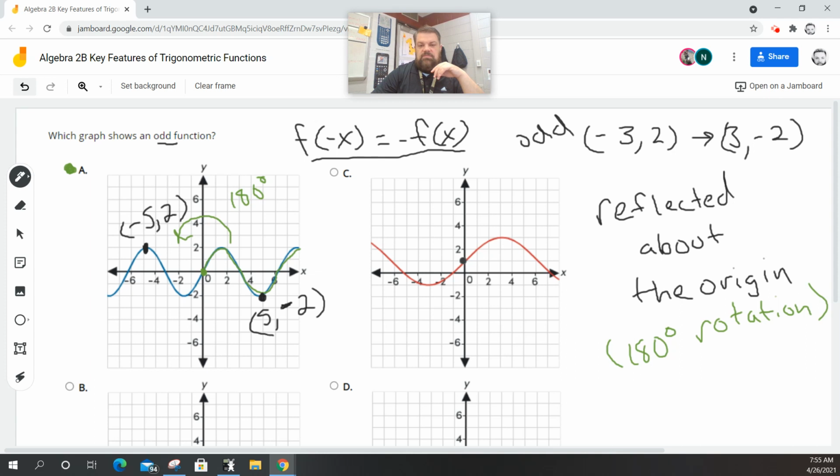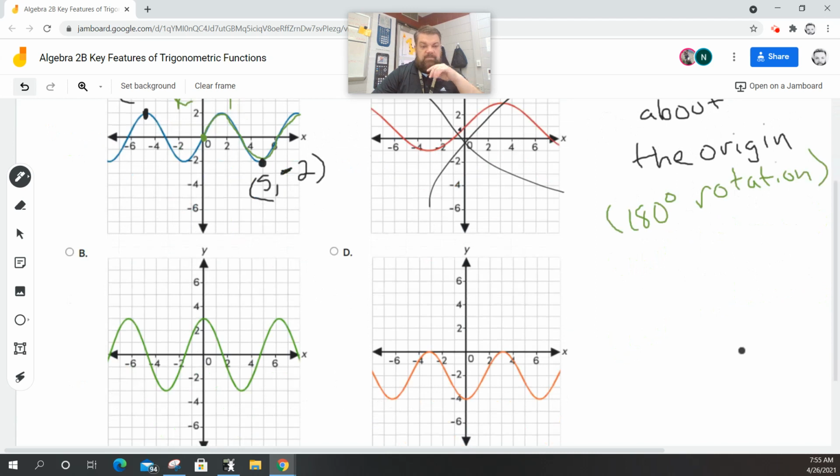Now this one is not odd because it doesn't go through the origin. I could find a point, flip it, rotate it 180 degrees, but it has to go through the origin. This one is even, but again, it doesn't go through the origin. This one doesn't go through the origin. So the only one that qualifies is A.